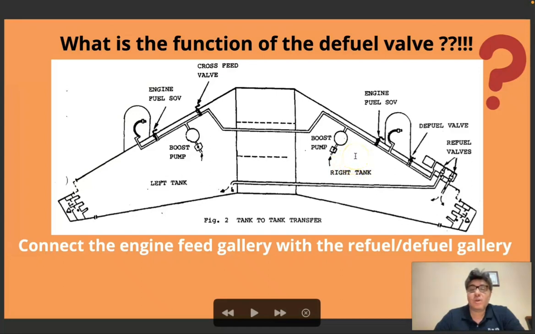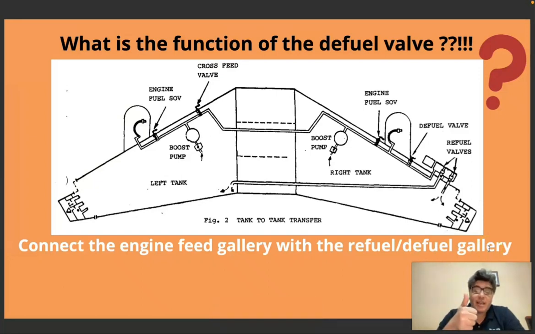So in order to defuel, we operate the booster pump and open the cross-feed valve. Fuel will go into the engine feed gallery, and then we open the defuel valve, closing the refuel valve, and the fuel will go out from the aircraft through the refuel coupling. So this is again the function of the defuel valve: to connect the engine feed gallery with the refuel defuel gallery in case of defuel operation and in case of fuel transfer operation.